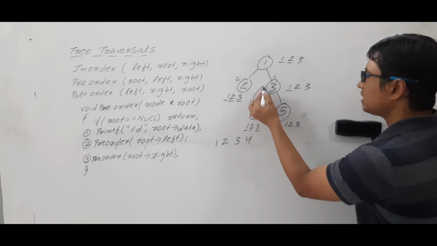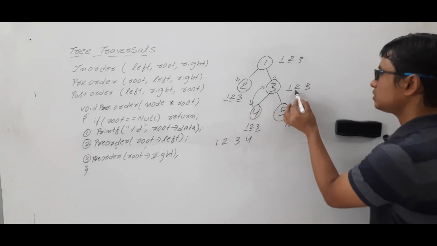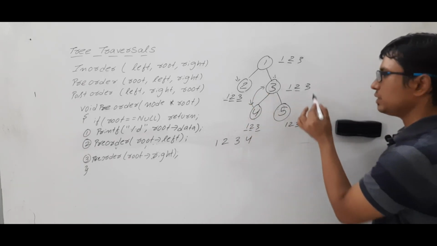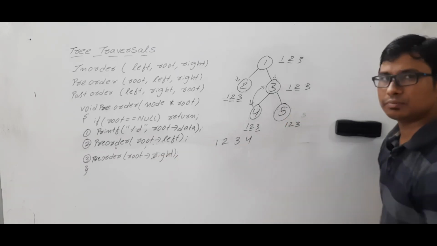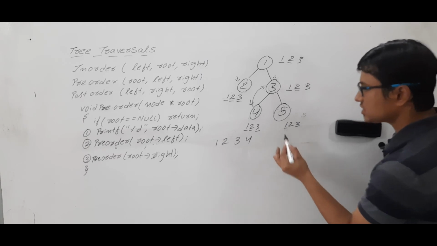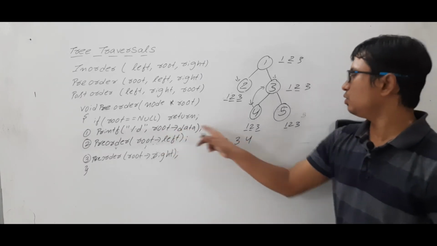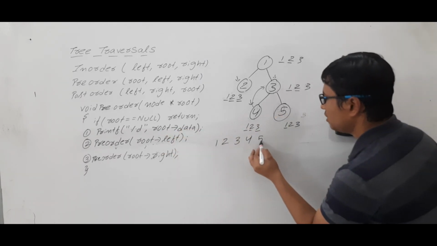You will come back here and you have executed the step 2. Now you need to execute the step 3, root of right. Root of right means you will come here and you will execute the step 1. What is the step 1? Root of data, you will print the value 5.